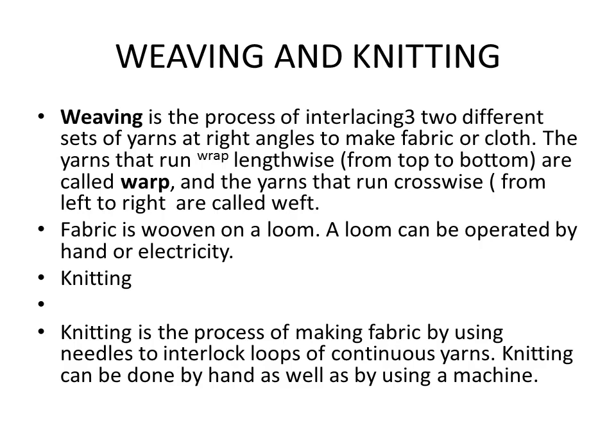are called the warp. And then the yarns that run crosswise, from left to right, are called the weft. Fabric is woven on a loom, which can be operated by hand or by electricity. So we are seeing the weaving process: interlacing two different sets of yarns. The yarn that runs lengthwise is called the warp, and the yarn that runs crosswise is called the weft. It can be done by hand or by using electricity.